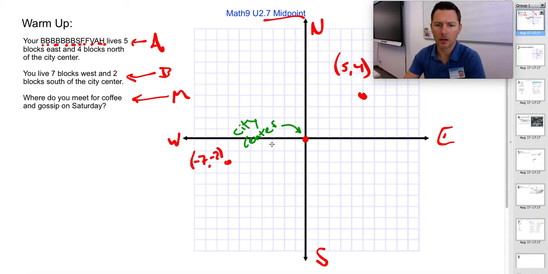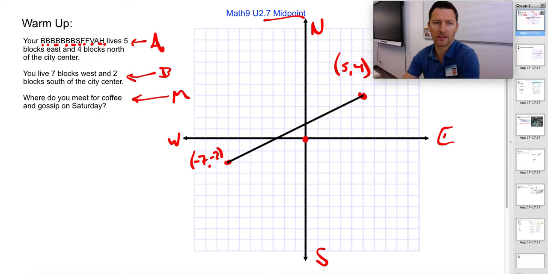All right. We're looking for the halfway point, right? Where do you meet for coffee and gossip? And it's not the city center, right? The city center isn't between the two of you. But we want to find the midpoint, the spot to meet. So one way to think about this is how far up and how far over would you have to go to get from one house to the other. You only want to go half of that.